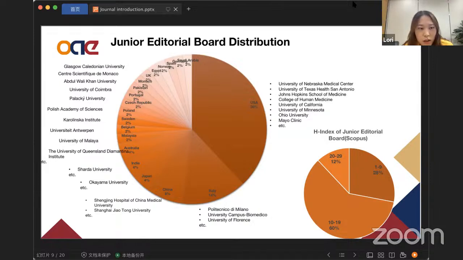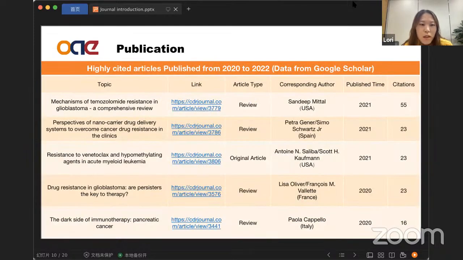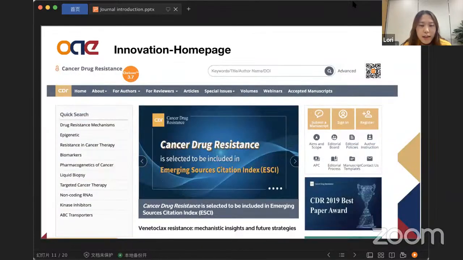With the support of the editorial board members, CDR published many high quality articles. From here, we can see highly cited articles published from 2020 to 2022. And this year, to achieve better development, we have made a lot of changes, like in the homepage. In the homepage, we can see many important events recently, and they will be uploaded in time.